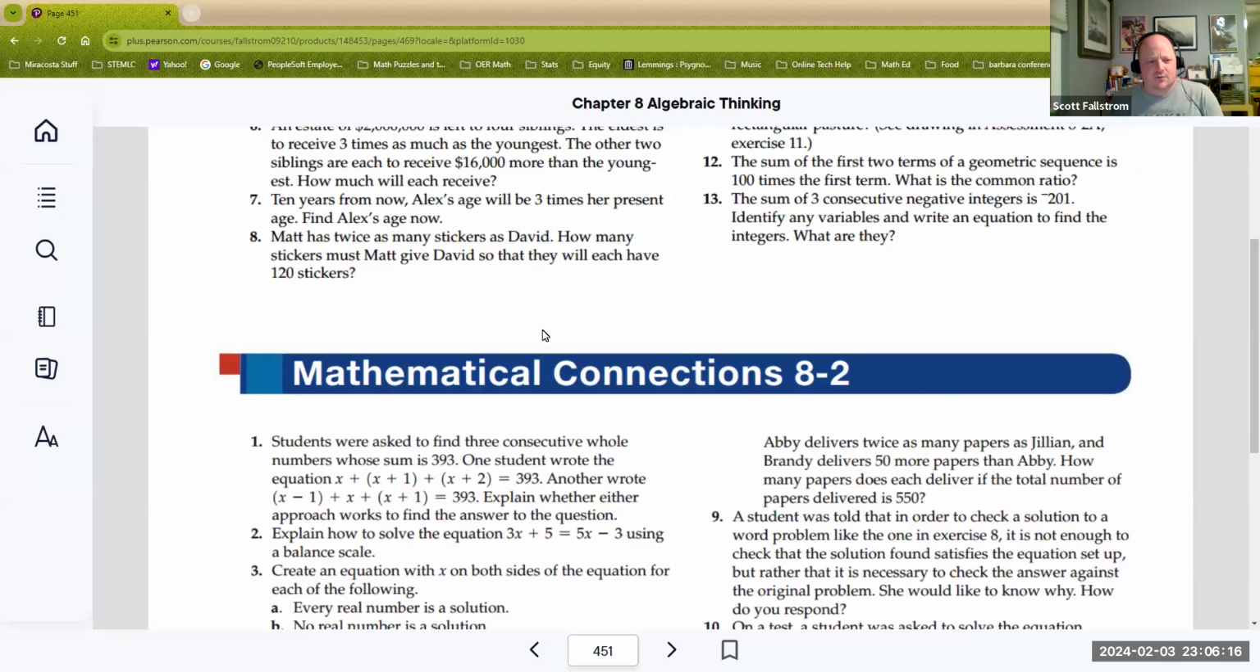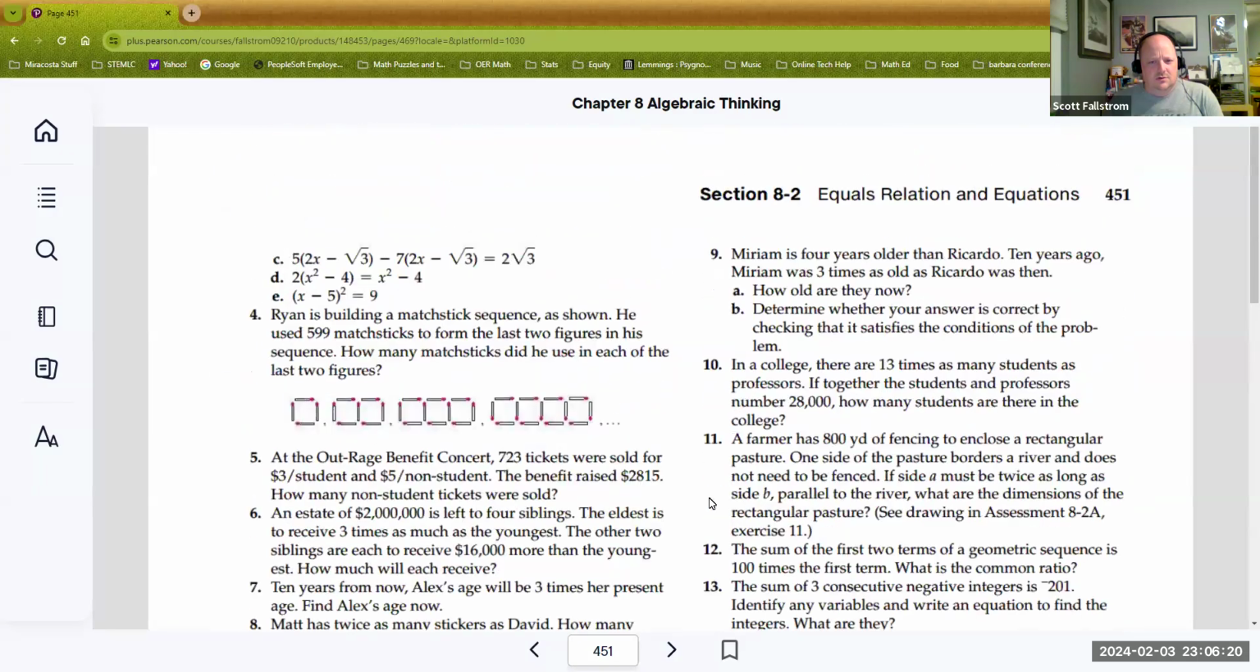And let's see here, so 4. Okay, so come down here. Oops, I got to go back to the previous. I guess it's right here. So here's 4.